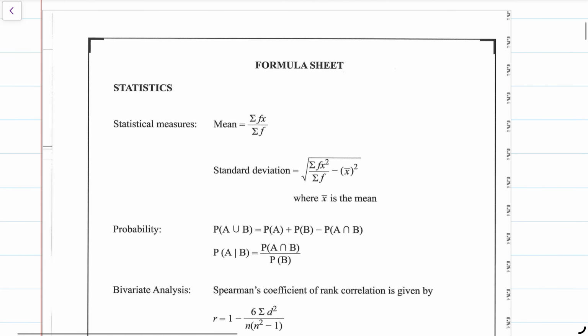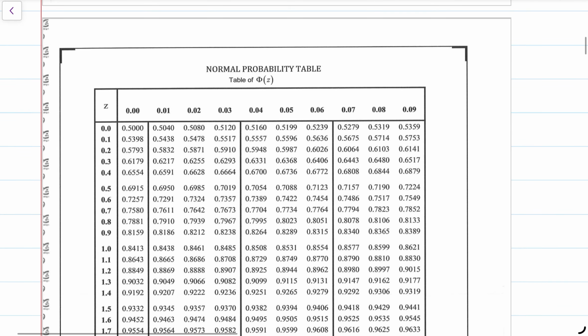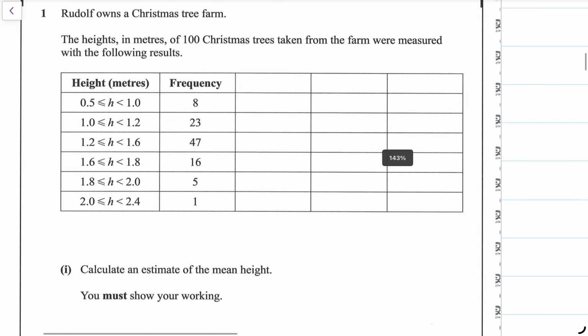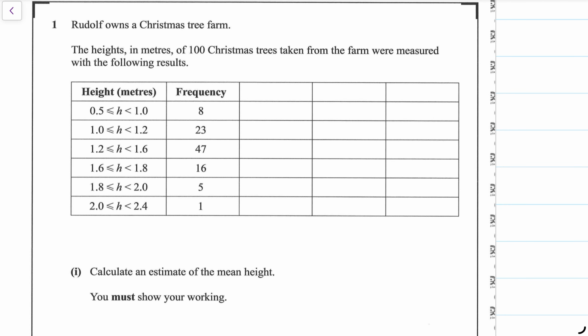Right. You've got a few formulas here. You've got your normal probability tables as well, as we'll see them later on coming into play. First question says, Rudolph owns a Christmas tree farm. The height in meters of 100 Christmas trees taken from the farm were measured with the following results. Calculate the estimate of the mean height.